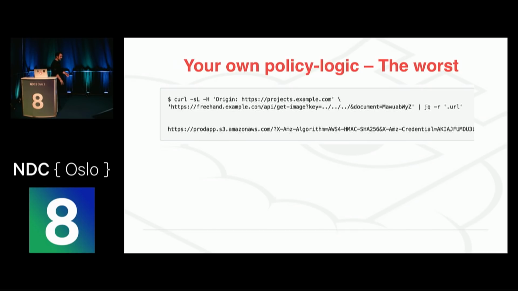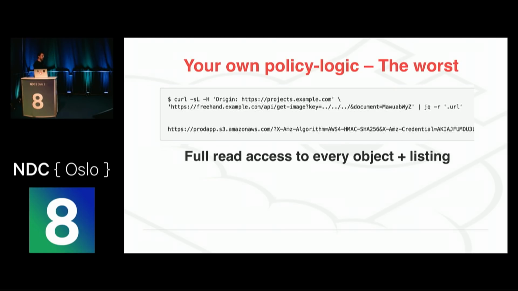And what happens is that one will just try to normalize the path you gave it, and just, here's a signed URL for the bucket. And then you have full read access to every object, and you can also list the files.